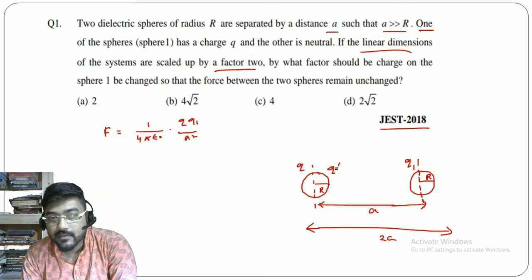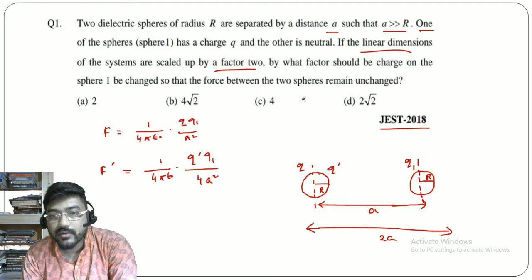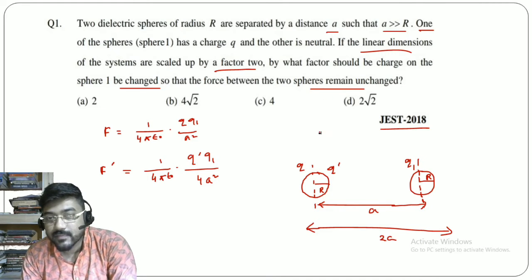For the second case, F dash will be 1 upon 4 pi epsilon naught into q dash q1 upon 4a square. Now according to the question, by what factor should the charge on sphere 1 be changed so that the force between the two spheres remains unchanged? That means F is equal to F dash. In that situation, we have to find out q dash.